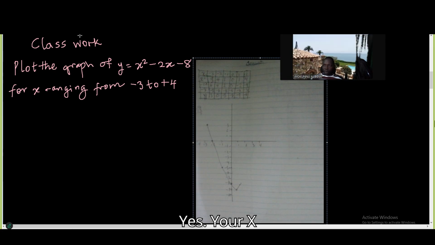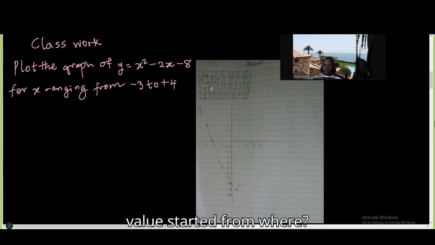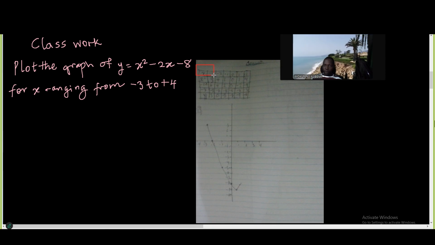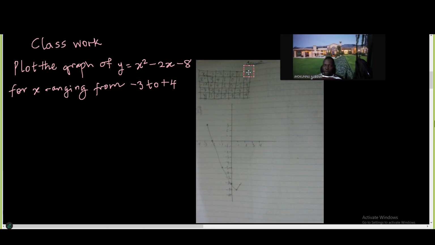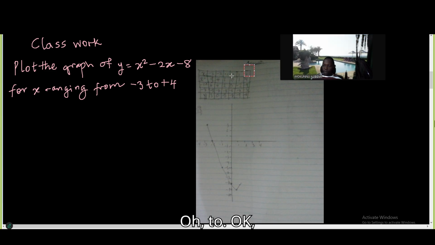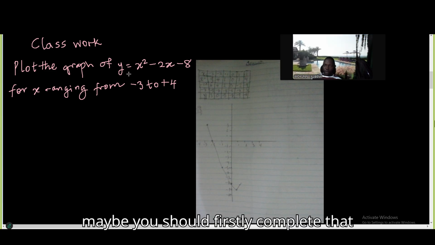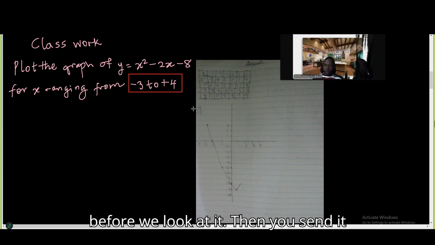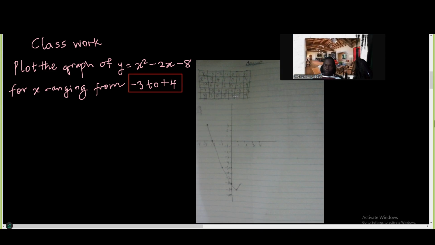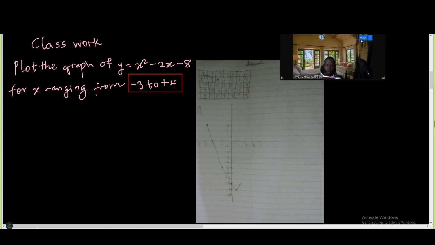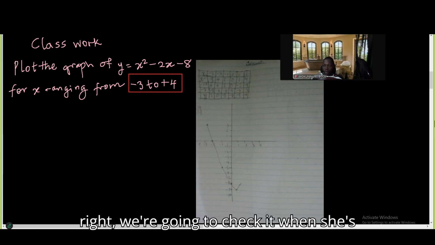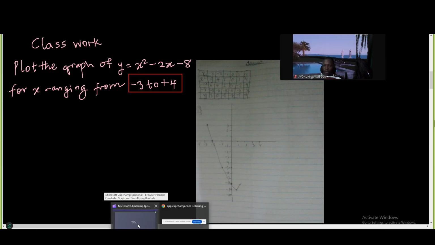So this is the work you submitted, right? Your x value started from where? 98. Where did you stop? 2. Okay, maybe you should firstly complete that before we look at it. Then you send it again, okay? Exactly. So when you complete it, you send it again. We're going to check it when she's done.